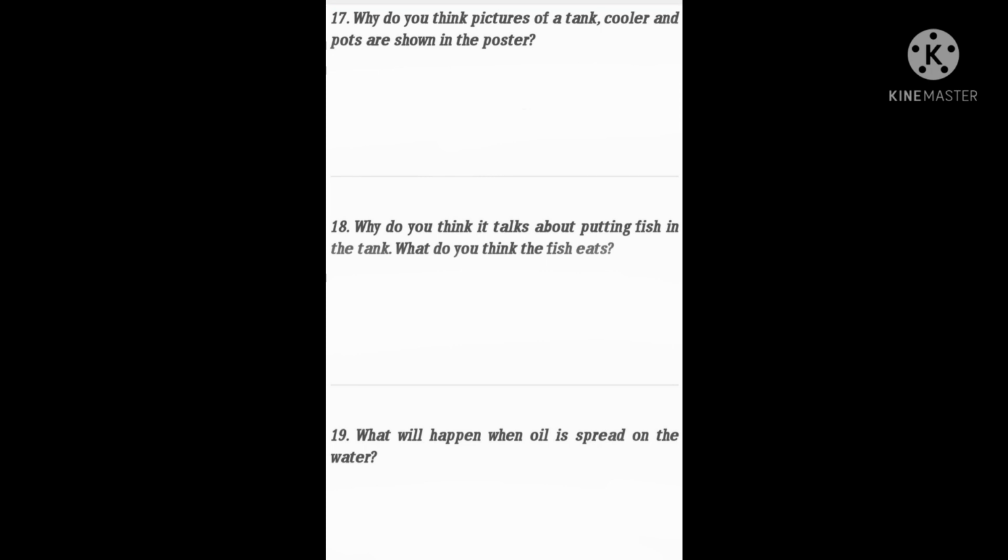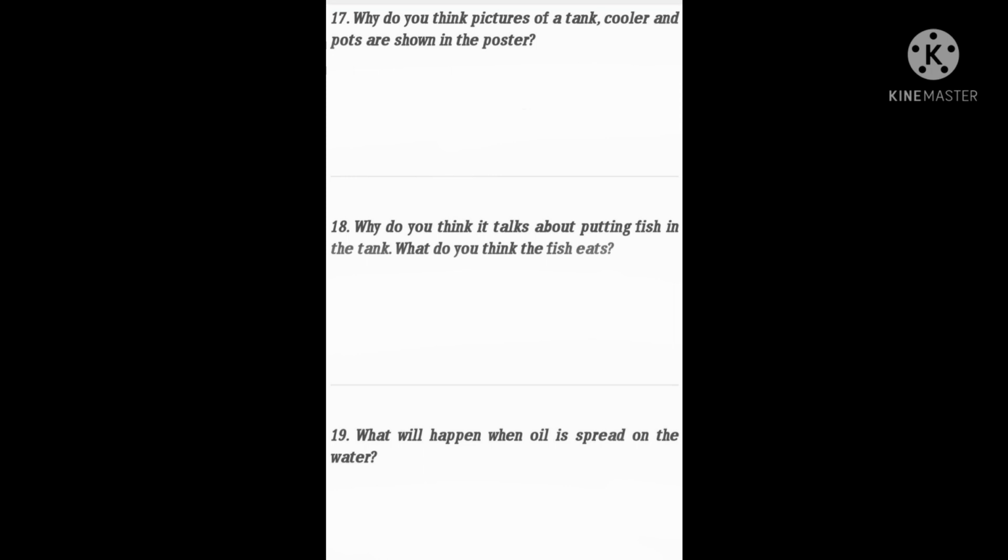Question number 17. Why do you think pictures of a tank, cooler and pots are shown in the poster? Answer. Because these are the things where breeding of mosquitoes, BREEDING of mosquitoes, can take place if they are waterlogged or are not cleaned up regularly.